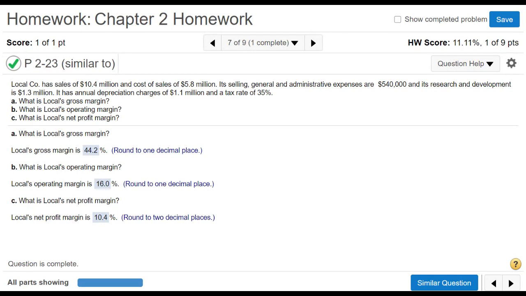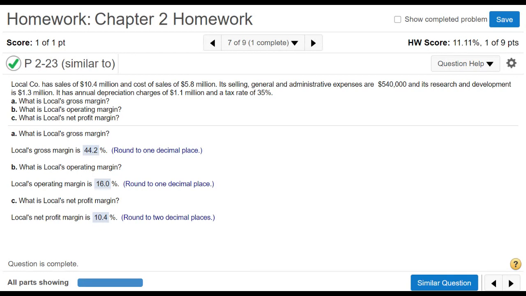Professor, can you just repeat, for parts B and C, do you have to do first 10.4 minus 5.8 million, or is it? Right, okay, I wrote down the wrong. Thank you. Yeah, just the operating margin. I just want to see if I'm doing this correctly.